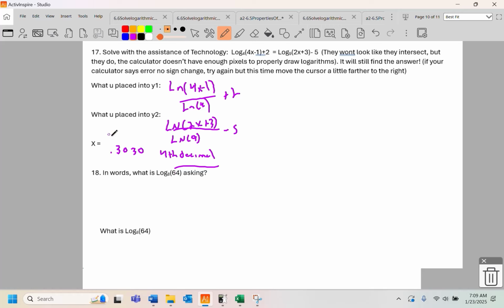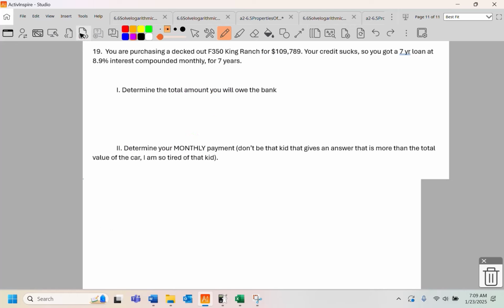All right. In words, what is log base 8 of 64 asking? It says, what power of 8 equals 64? The answer to that is 2. Simple, we've done that.